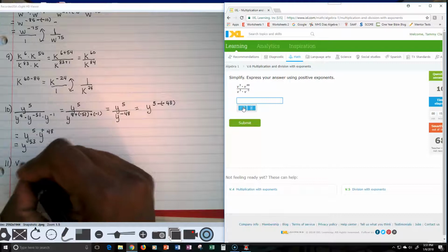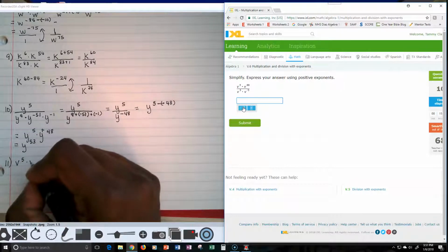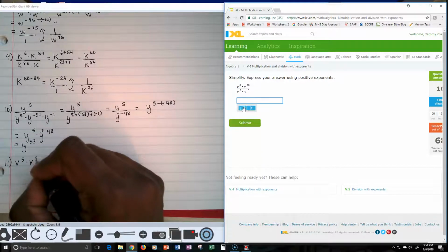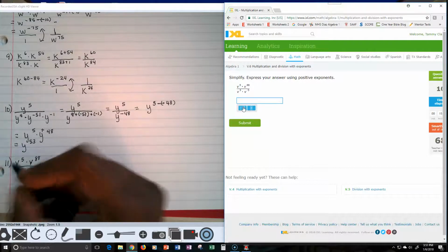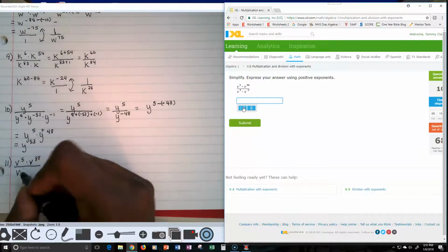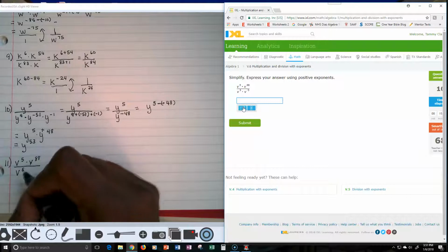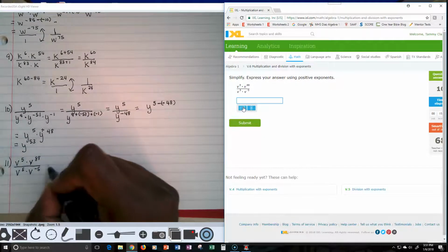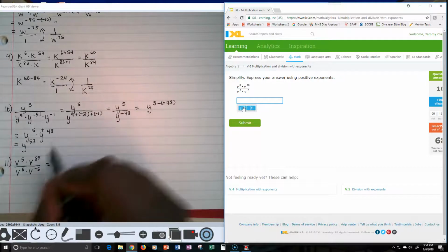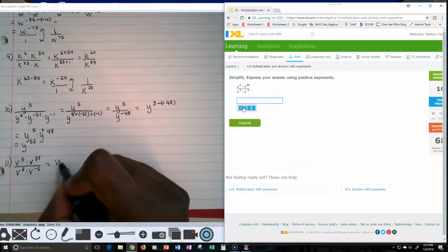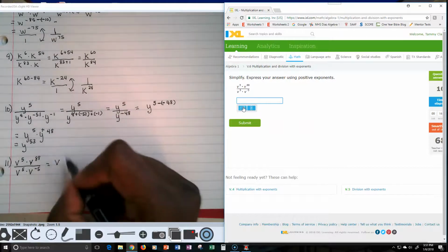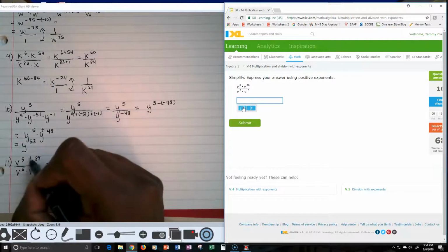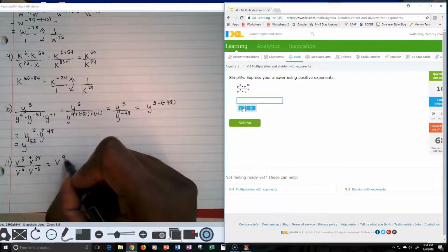So v to the 5th power times, I said y, I meant v, to the 88th power, right? And then we have v to the 5th power multiplied by v to the negative 5th power. So we're going to do the multiplication part first. So we've got, keep the base, v, add the exponents. We've got 5 plus 88, which is 93.